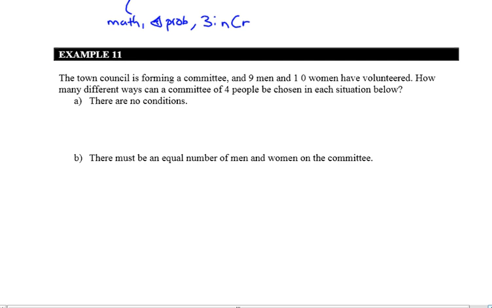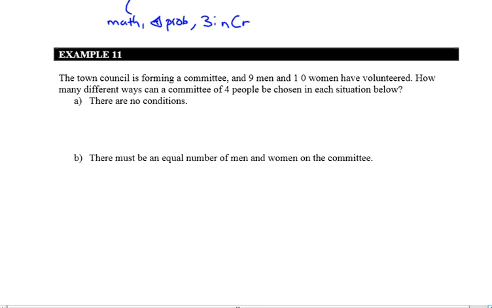The town council is forming a committee from 9 men and 10 women who have volunteered. How many different ways can a committee of 4 people be chosen? Now, this is a combination because order doesn't matter. How could I change the wording so order would matter? So it's a permutation. How would they ask it if it was a permutation? Anyone want to take a guess? What makes something a permutation?